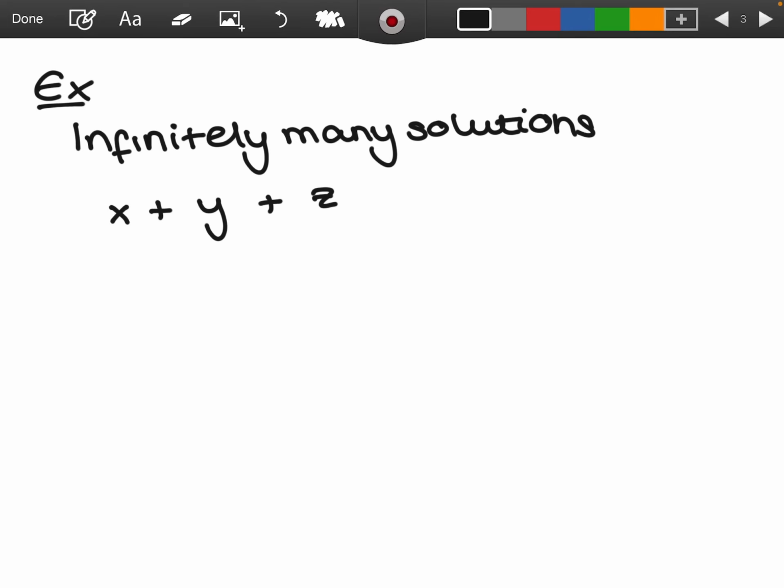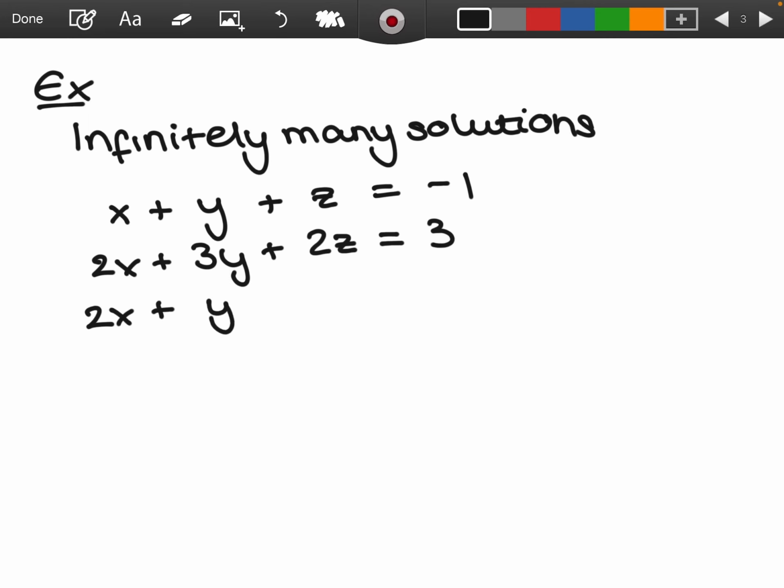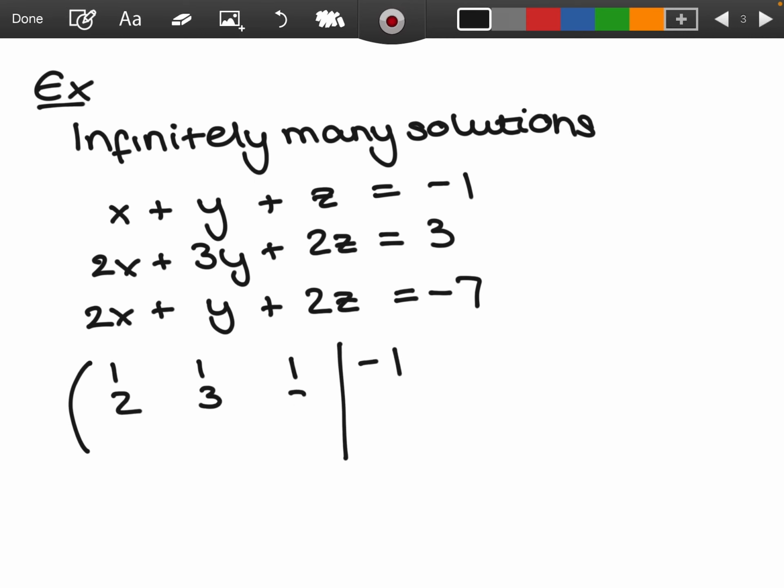Okay, so the example that I'm going to give this time is x plus y plus z equals -1, 2x plus 3y plus 2z is equal to 3, 2x plus y plus 2z is equal to -7. Again, I'm going to put this as a matrix, so go row by row and look at my coefficients.